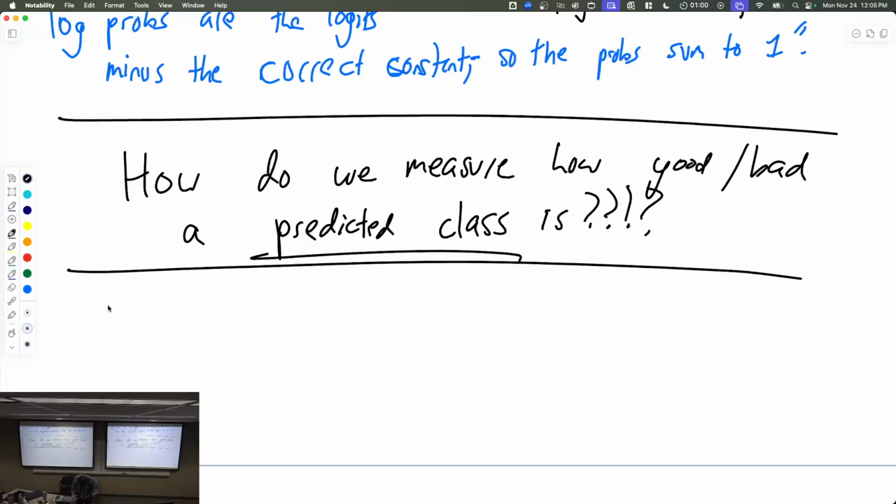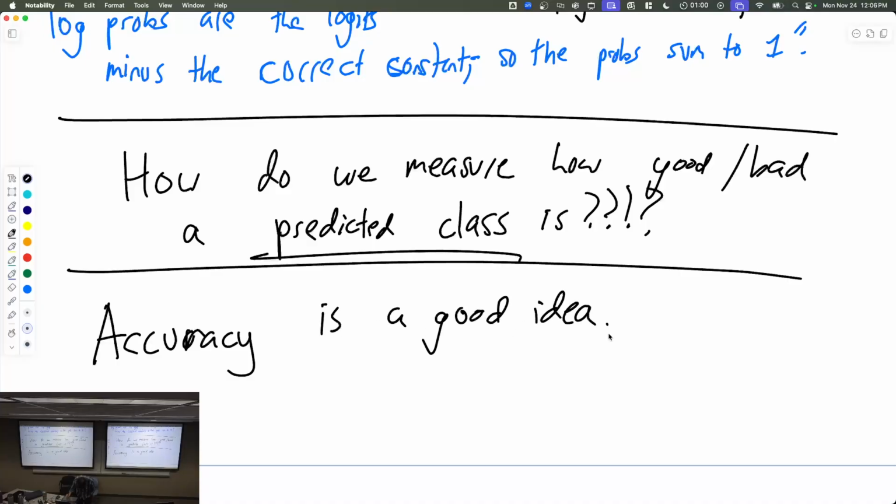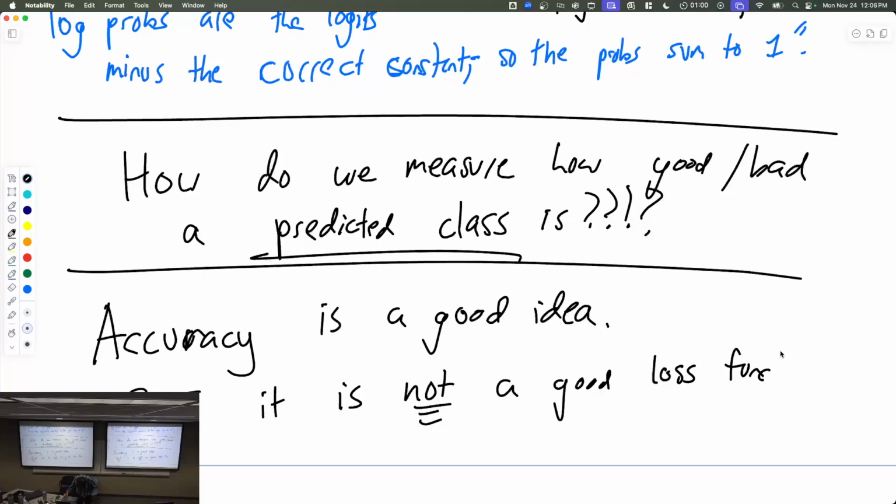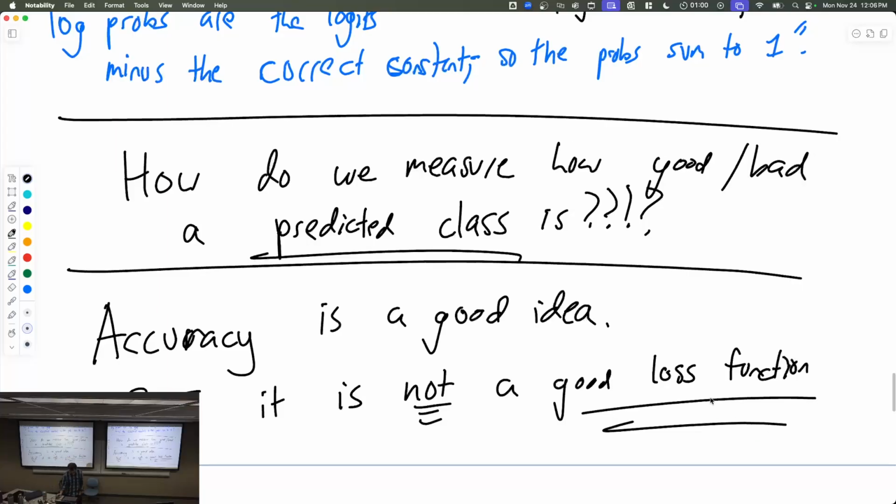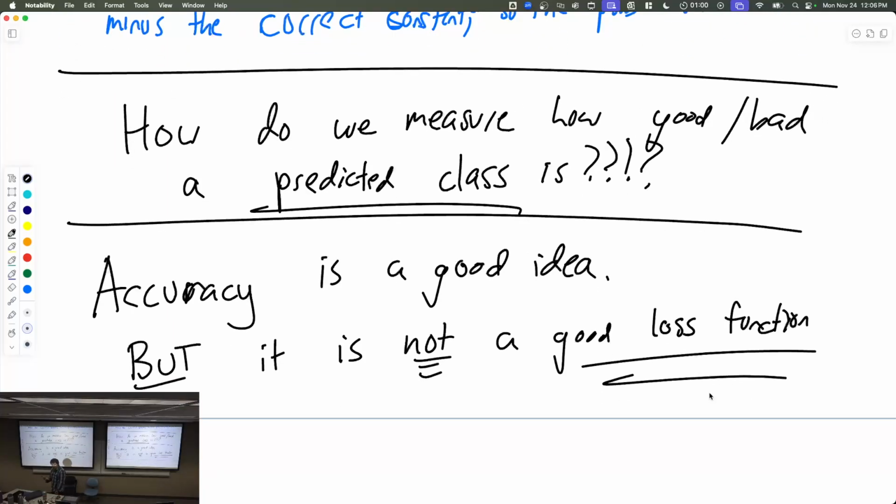Accuracy, which is what almost everybody said, is a good idea. And we can tell if we're doing a good job or a bad job with the accuracy. But it is not a good loss function. Not a good loss function. We talked about a different loss function that is not accuracy, and we talked about why the accuracy is not a good loss function, but let's repeat it here. Why is the accuracy not a good loss function?